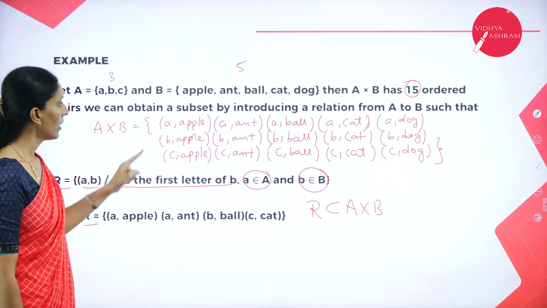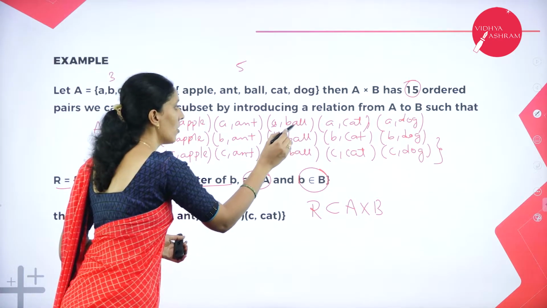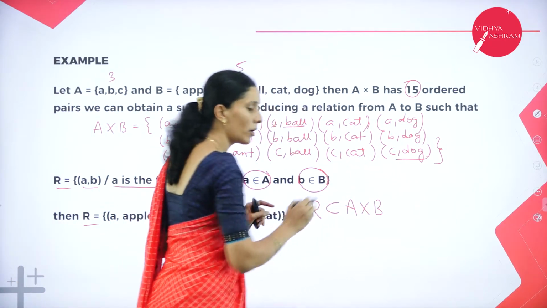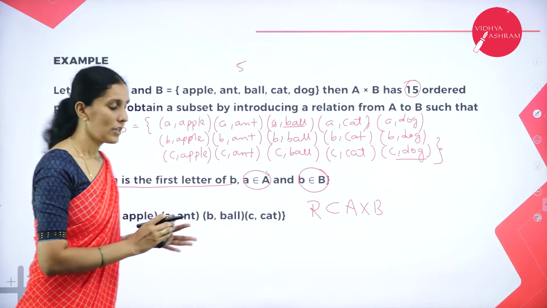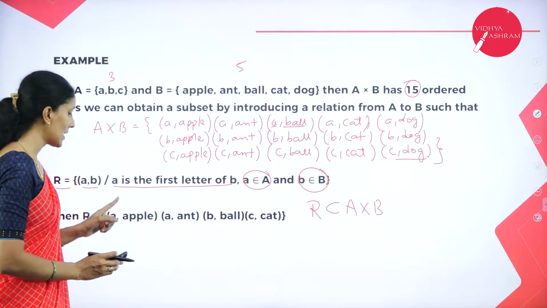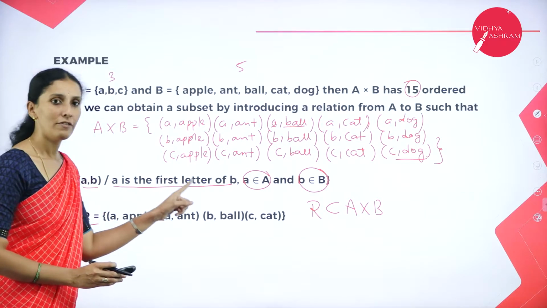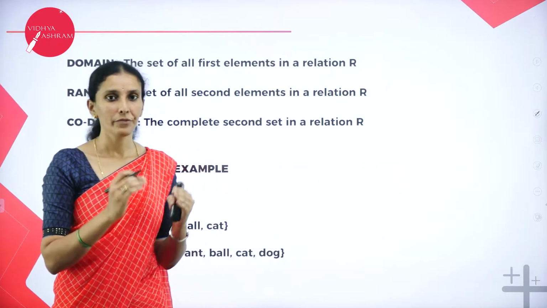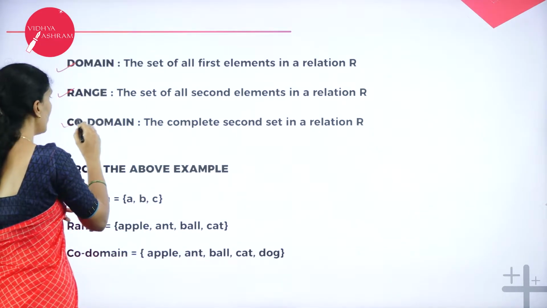So therefore, here I cannot write A comma ball because the first letter of ball is not A. And similarly, I cannot write C comma dog because dog does not contain the first letter C. So according to this, the first and second elements are in the way where A is the first letter of B. So after describing a relationship, we come across 3 concepts called domain, range and codomain.